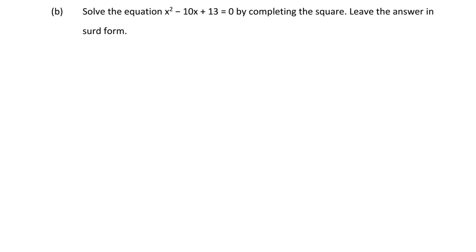To complete the square, first we are going to take the constant term to our right hand side of the equation. Then our equation is going to be x squared minus 10x equals negative 13. Next we are going to introduce a constant term, we call it c, on both sides of the equation. Then our equation is going to be x squared minus 10x plus c equals negative 13 plus c.